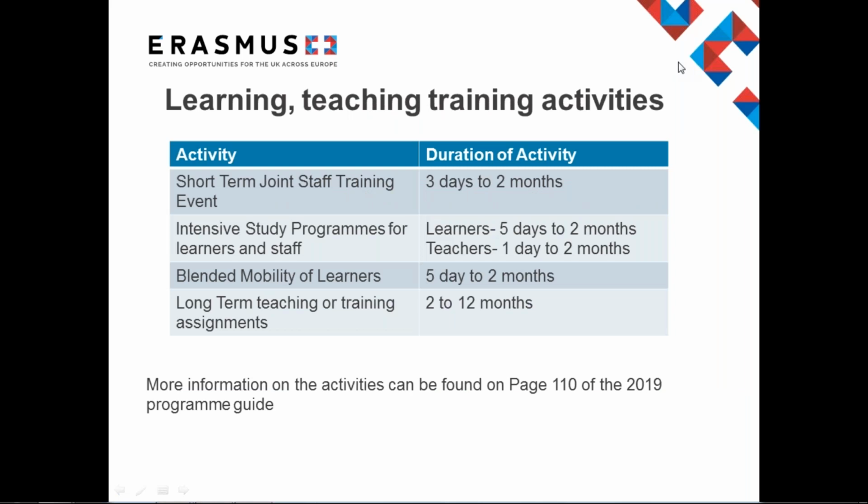On screen are the learning, teaching, and training activities that can be applied for under Key Action 2 for higher education. Learning, teaching, and training activities can be funded by a number of budget categories, which we'll look at in the following slide. Please note that the durations shown on screen do not include travel time. This is important to consider when planning activities under the project. You can find a list of eligible participants for each activity on page 110 of the 2019 Programme Guide.